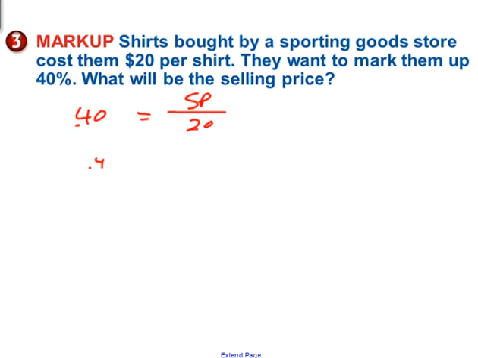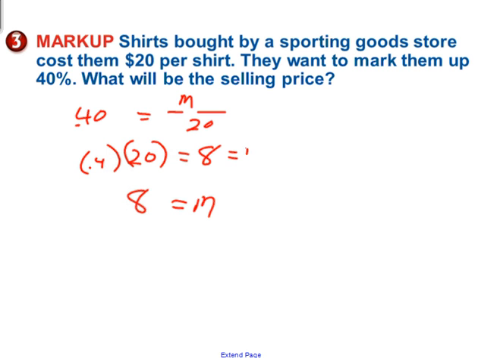So 0.4, I'm going to multiply both sides by 20. The sale price, or the markup, not sale price, this is the markup. So 20 times 0.4 would be $8. $8 is equal to the markup. So the selling price should be the $20 original cost plus the $8 markup. They should sell them for $28 to achieve their 40% markup.